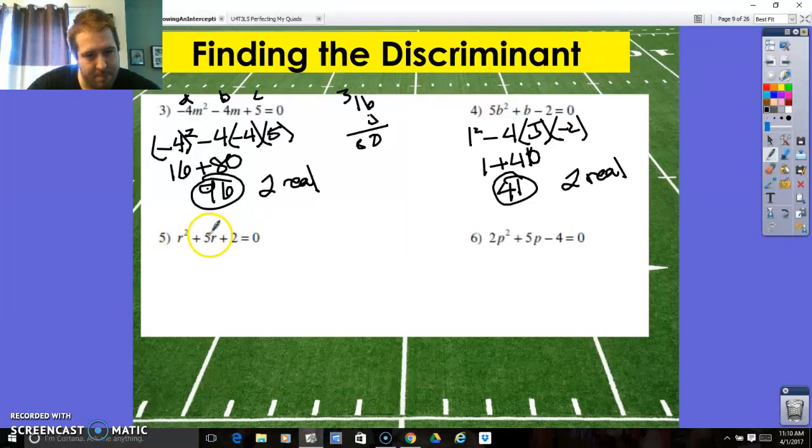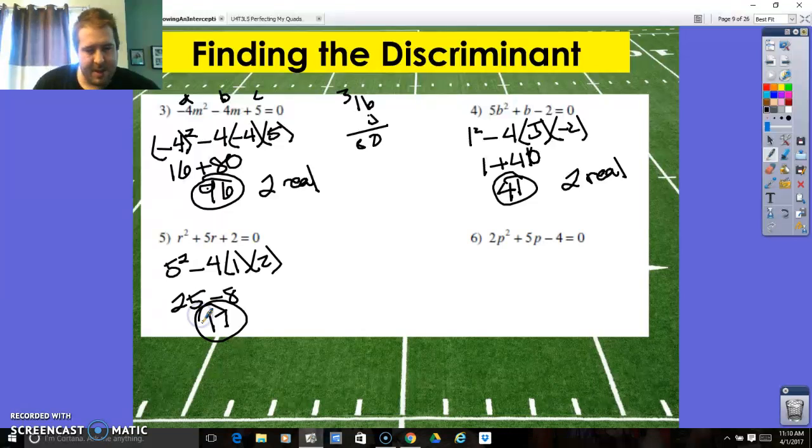This one, A is 1, B is 5, C is 2. So 5 squared minus 4 times A times C. 5 squared is 25. Negative 4 times 1 is negative 4 times 2 is negative 8. 25 minus 8 gives us 17. And that's also going to have two real answers because it's a positive discriminant.